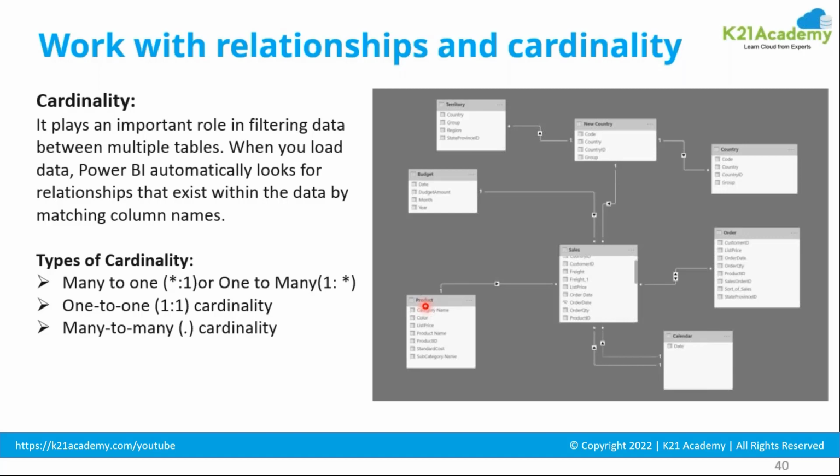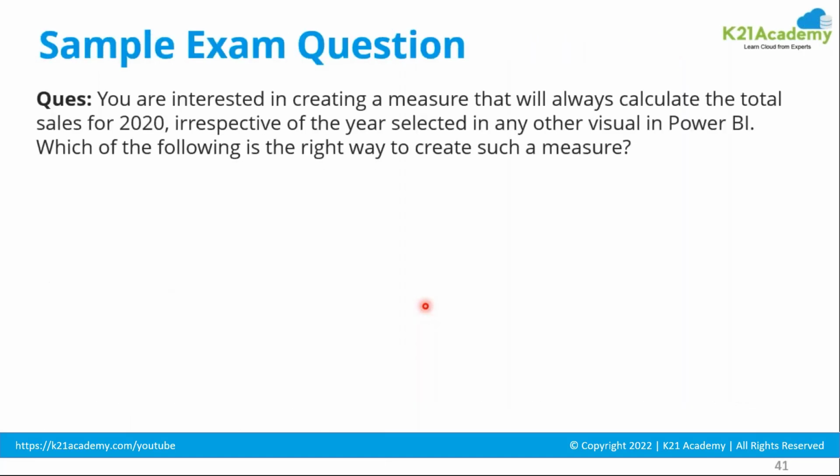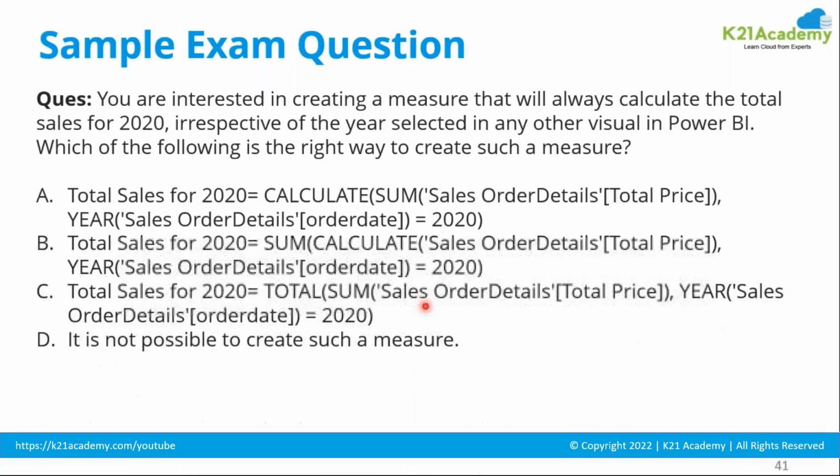So what kind of question are you going to get? You may get a question something like this. You are interested in creating a measure that will always calculate the total sales for 2020, irrespective of the year selected in any other visual in Power BI. Which of the following is the right way to create such a measure? They will give you four options like that. What do you think is the correct answer for this? Think, read, and then answer. We have already done this exercise in our practical sessions as well.